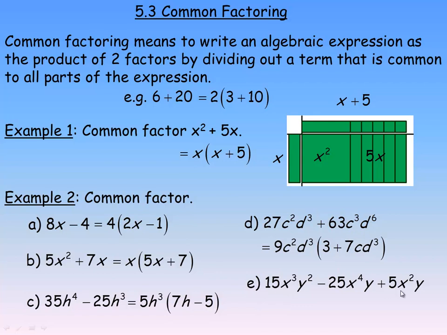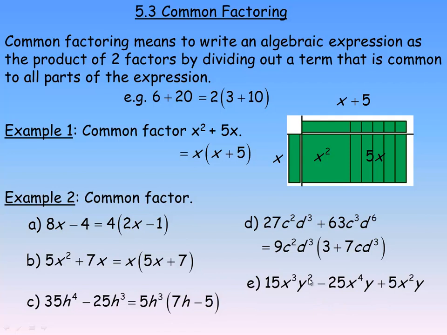The last one here, now we have 3 terms, but it doesn't matter how many terms you have. The common factor divides evenly into all of them. So for 15, negative 25, and 5, 5 divides into all of them. Notice they all have powers of x. So x cubed, x to the 4th, x squared. X squared is the lowest common power of x. So 5x squared would be the common factor so far.